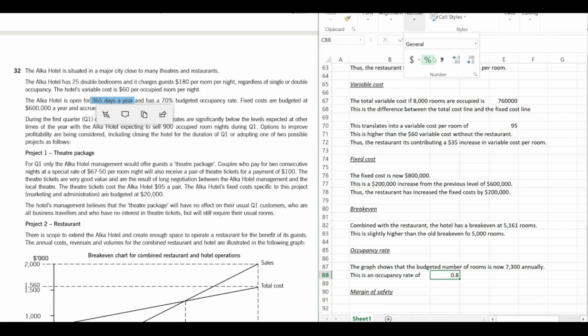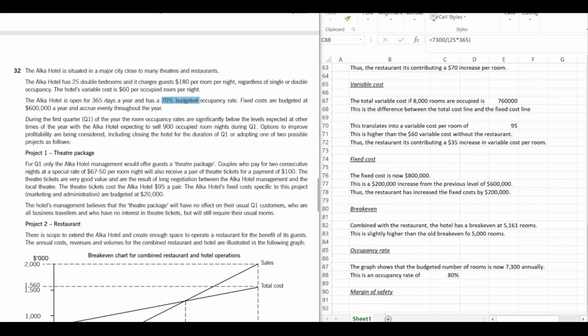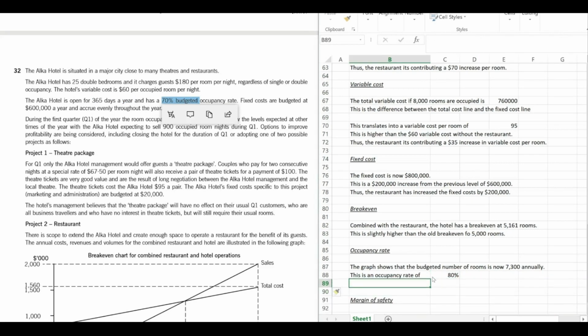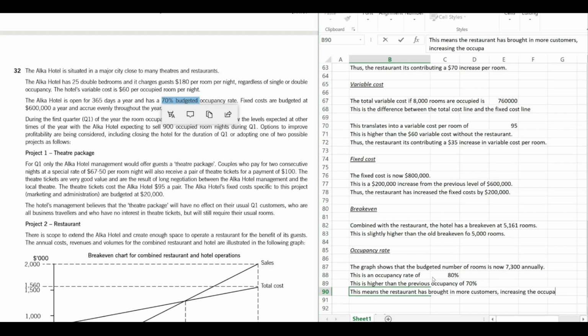So the occupancy is 0.8 or 80% now, which is more than the previous occupancy rate of 70%. So that means the restaurant is increasing our occupancy. This is higher than the previous occupancy of 70%. Okay, this means the restaurant has brought in more customers, increasing the occupancy by 10% overall.